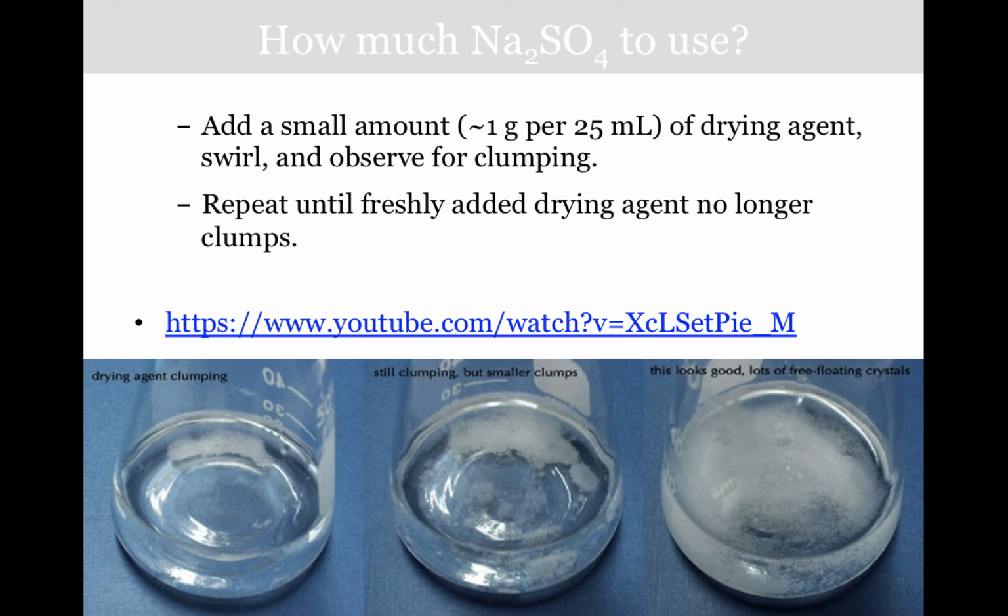I always say add a small amount of drying agent, about 1 gram per 25 milliliters, swirl it and observe for clumping. Repeat this until freshly added drying agent no longer clumps. See here, the first one is not enough because everything clumped together. Here you still see clumping, you still have clumps, not free particles floating when you swirl. This one looks good. I can see the particles, and when you swirl, they should be free-floating, tiny particles. Don't add too much sodium sulfate because it will absorb lots of your product and it will be harder to remove.